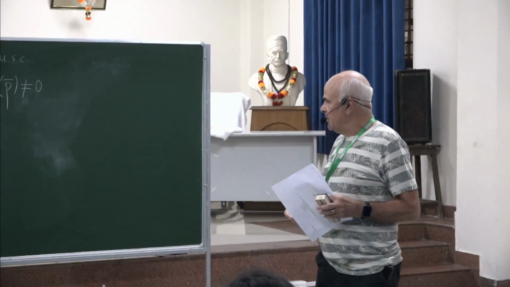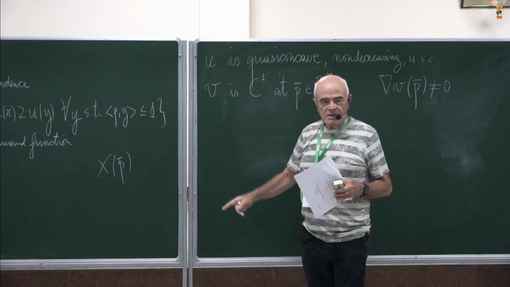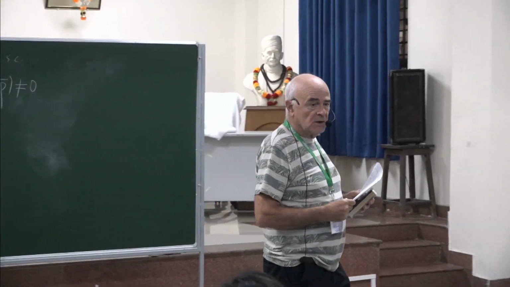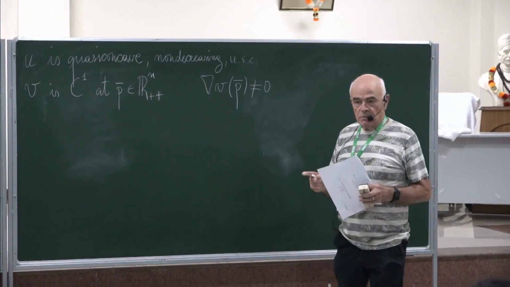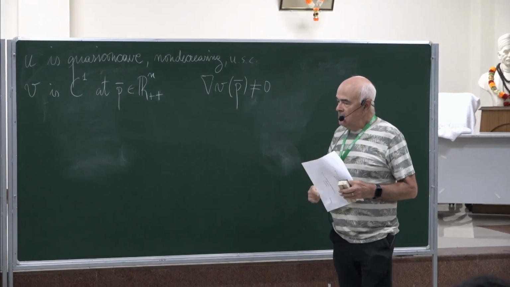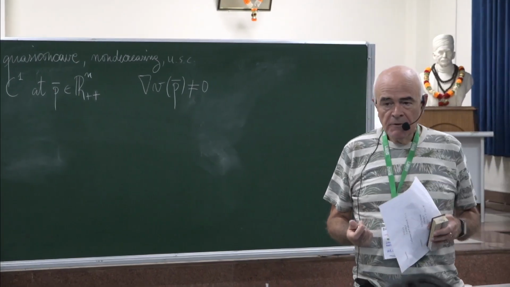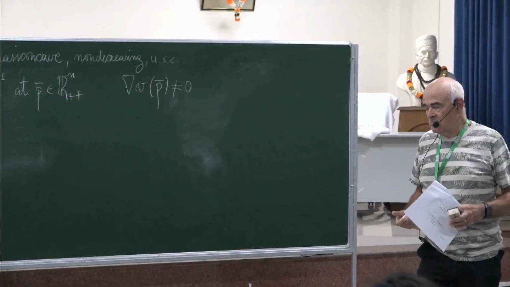Okay? But we are doing only easy things here. So I assume that we are lucky enough to get an indirect utility function which is of class C1 for whatever reason, and that the gradient is non-zero. Which is not a very strong assumption for a quasi-convex function. It imposes something, but not too much.